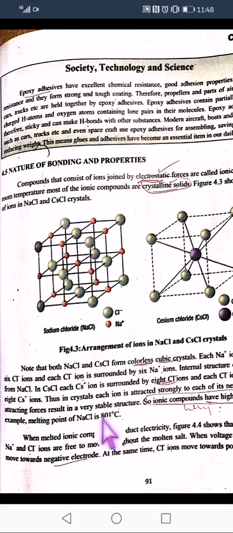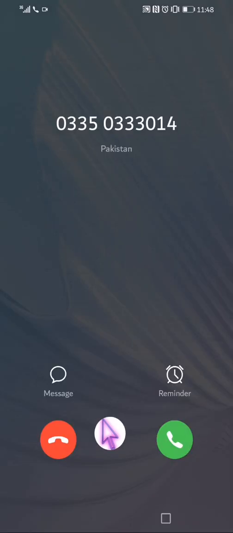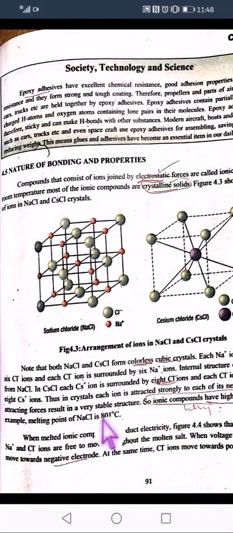Furthermore, one more point I want to tell you, that is that ionic compounds conduct electricity when melted. Why? There is a positive charge on sodium and a negative charge on the chloride ion. If voltage is applied, the sodium ions start moving towards the negative electrode, and at the same time, chloride ions start moving towards the positive electrode. What happens by this movement or flow of charge? There is a flow of electricity. Thank you.